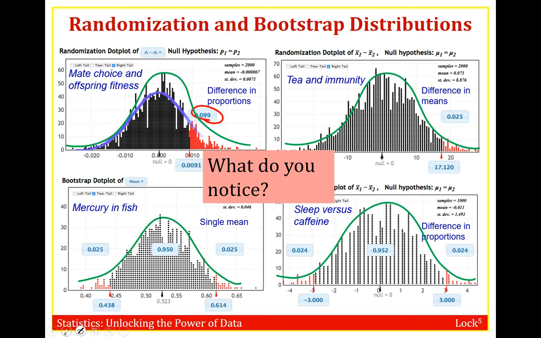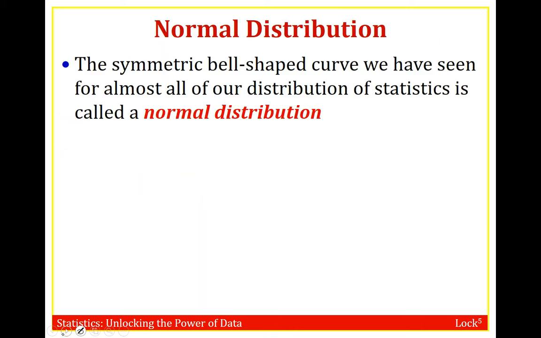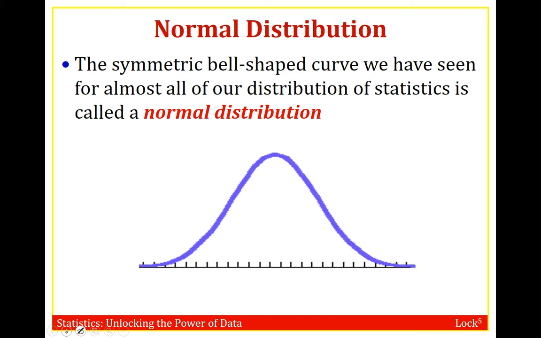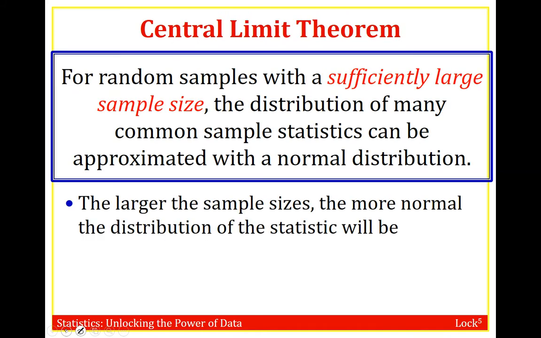So that's what we notice, I hope. Yeah, like they drew them for me. The normal distribution. So we can imply from that the symmetrical bell-shaped curve that we have seen for almost all of our distributions is referred to as the normal distribution. This is what we talk about when we say a smooth curve, if you will.